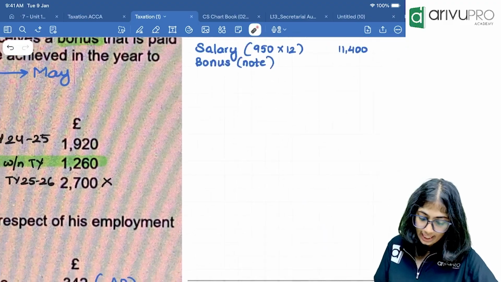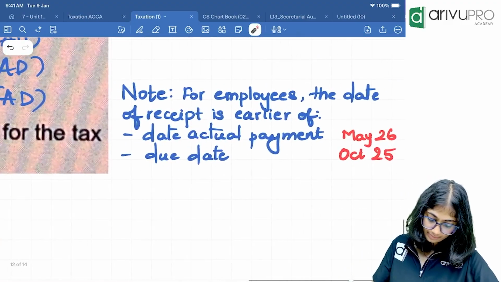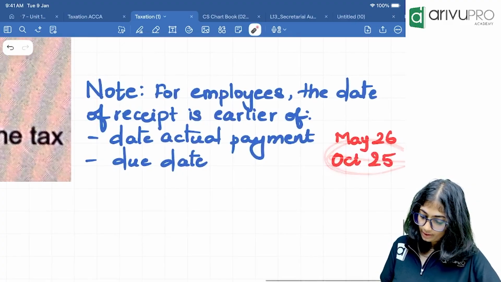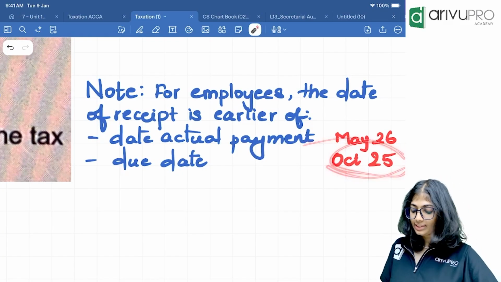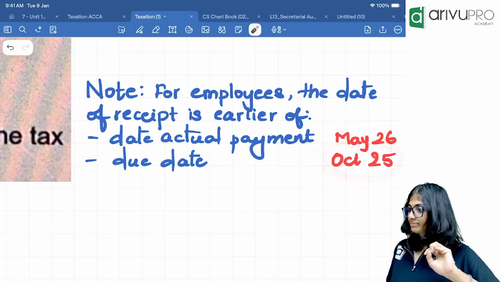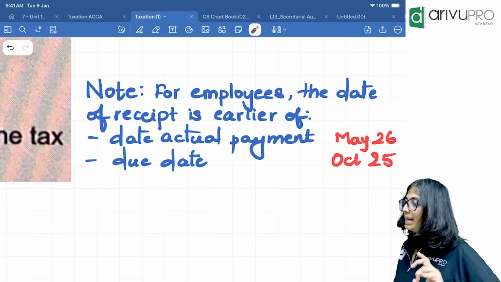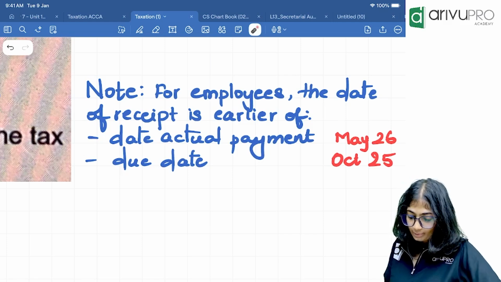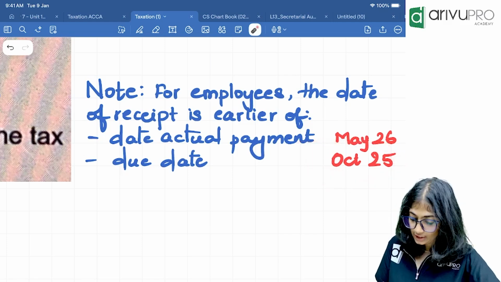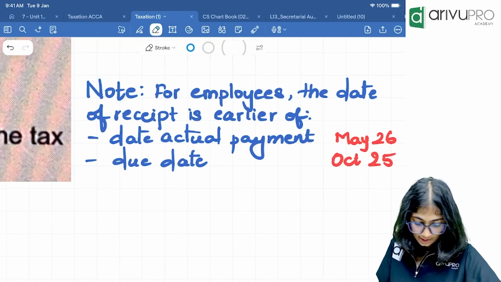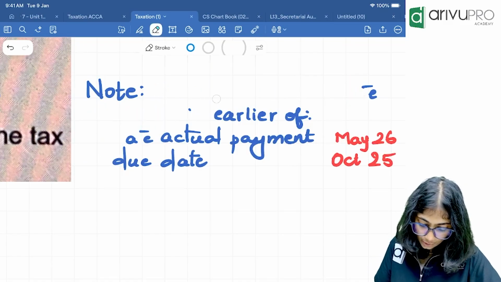Alright, so we have to include here, this is the earliest, right? October 2025 is the earliest. This is the date of receipt. What is the date of actual payment? May 2026. We have to take the earliest. This falls within the tax year. In fact, you don't even need this note.